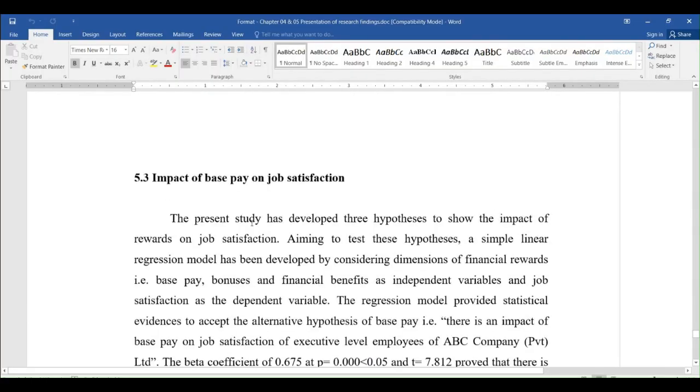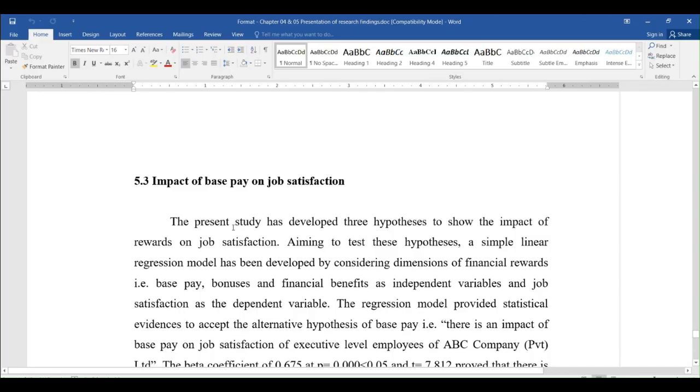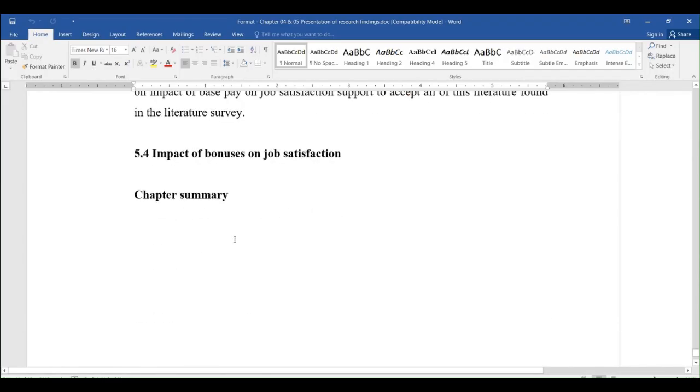Say, for example, this research topic is about the impact of rewards on job satisfaction, right? So after the discussion of the individual variable, if not dimension, and the dependent variable, you can use your main variables for the discussion of the impact of rewards on job satisfaction according to this example. Finally, a chapter summary can be given, right? Simply, in the discussion chapter, we have to cover all the dimensions and our main research variables, right? This is chapter 5.